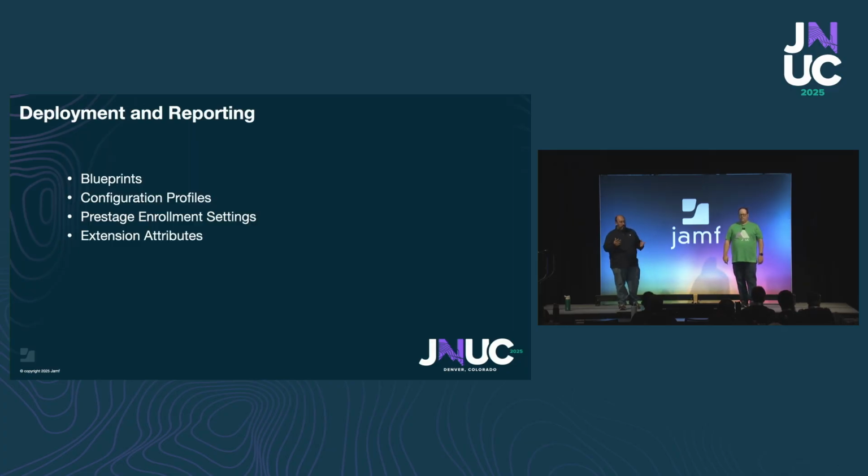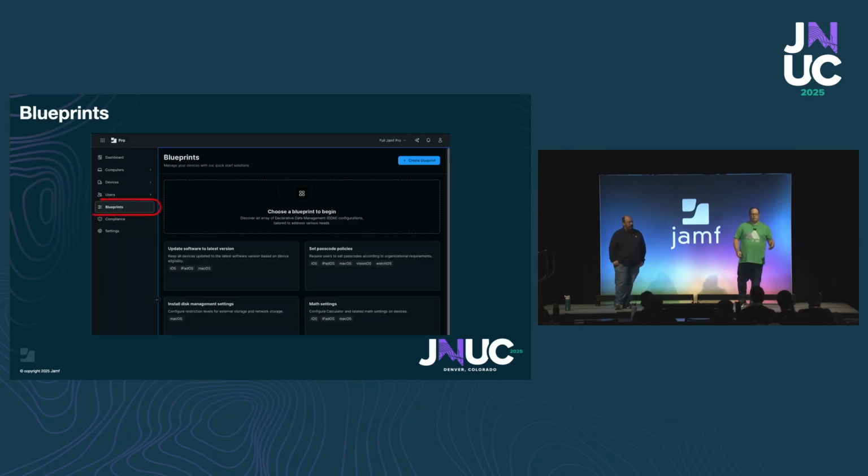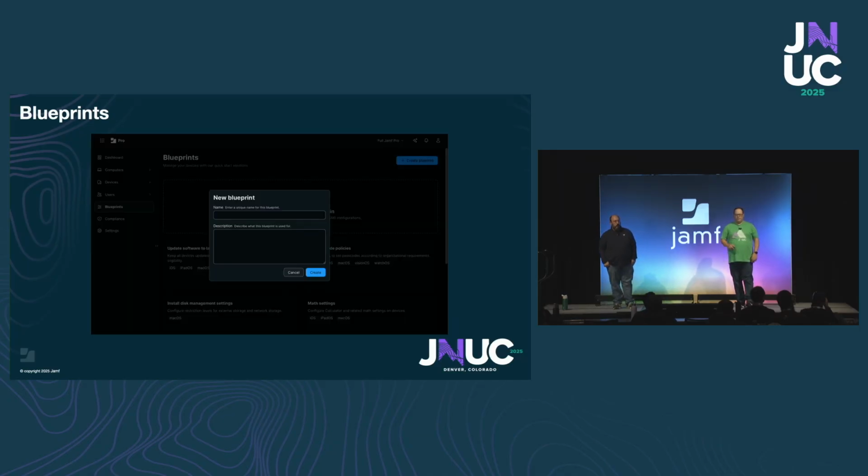You can also use blueprints, configuration profiles. There's a pre-stage enrollment setting, as well as some really valuable extension attributes that can help you manage your Apple Intelligence deployment in Jamf Pro. First, we're going to talk about blueprints and the steps to create a blueprint. So we navigate into the blueprints portion of the sidebar, and then choose the Create in the upper right to create a new blueprint. Here, we can name our blueprint given the purpose and provide a description. Again, we can then press the Create button.